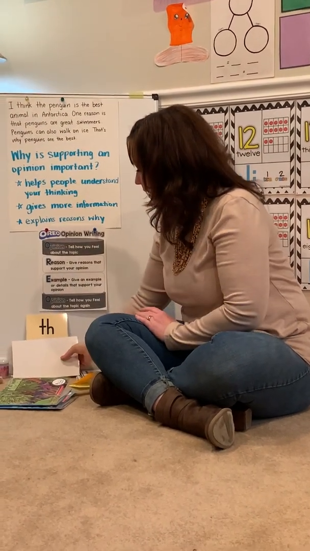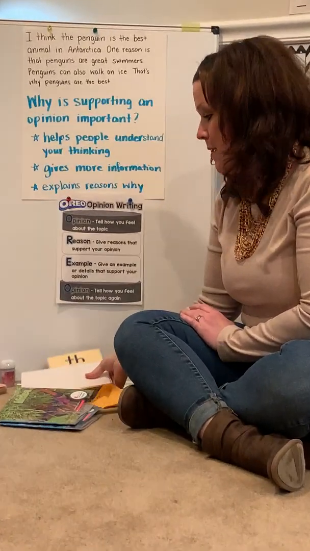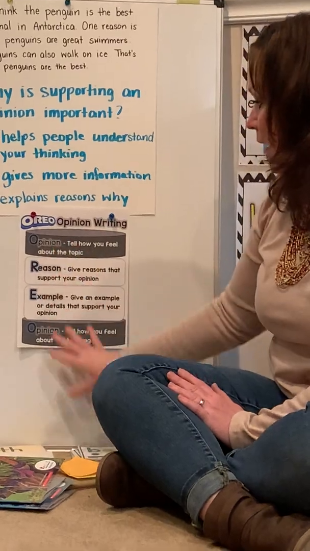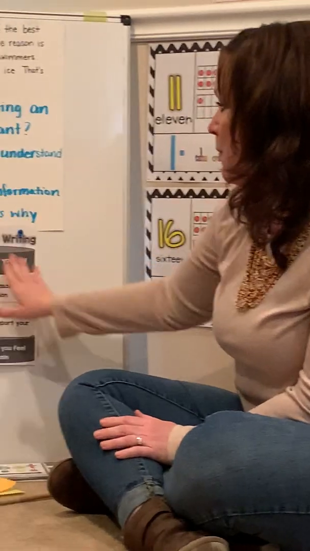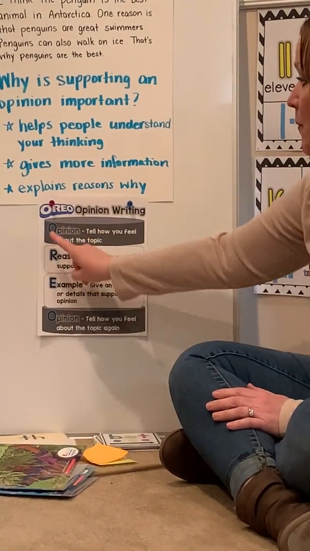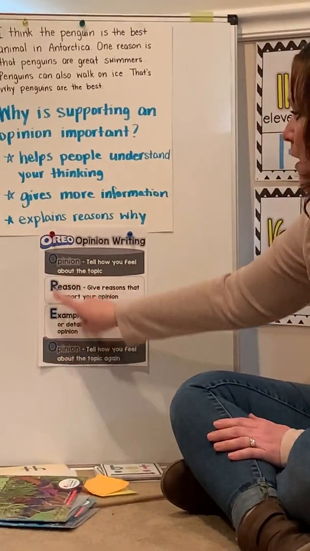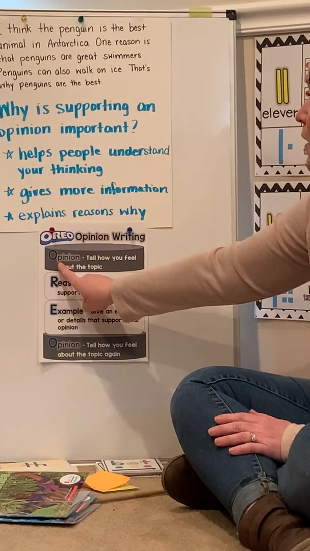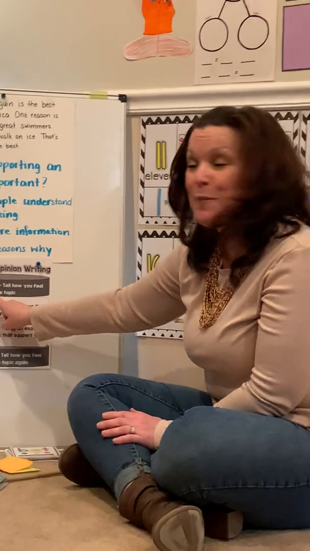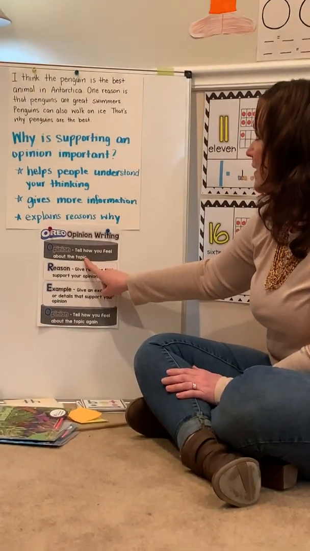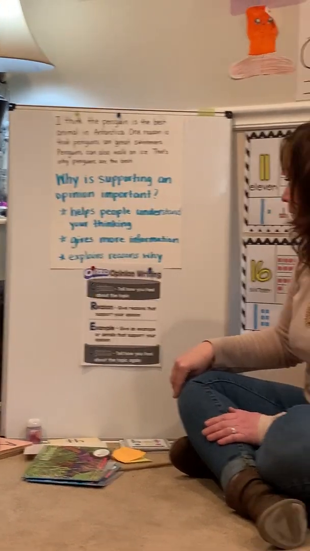Now remember, we used a hamburger when we learned about informational writing in module 3. So I'm also kind of using an Oreo cookie sandwich in this one to learn about opinion writing. So you can remember the letters that help you spell Oreo to remember the different parts of our opinion writing. So the first part of an opinion paragraph is the opinion. It tells how you feel about the topic. Like I did here, I think that the penguin is the best animal in Antarctica.